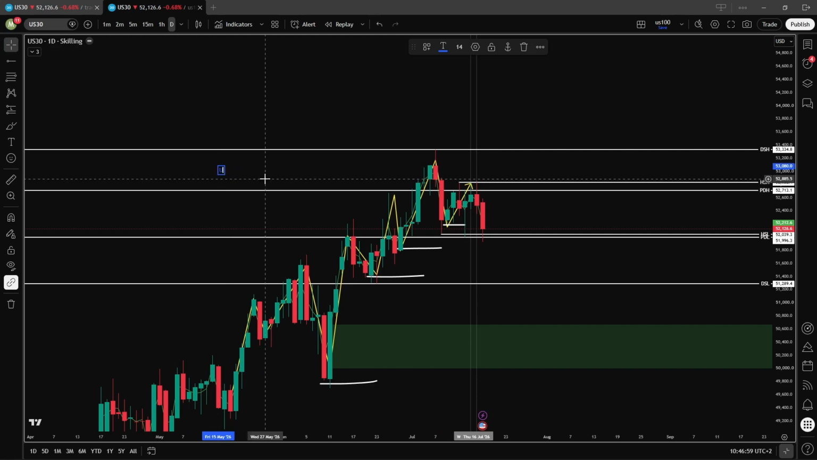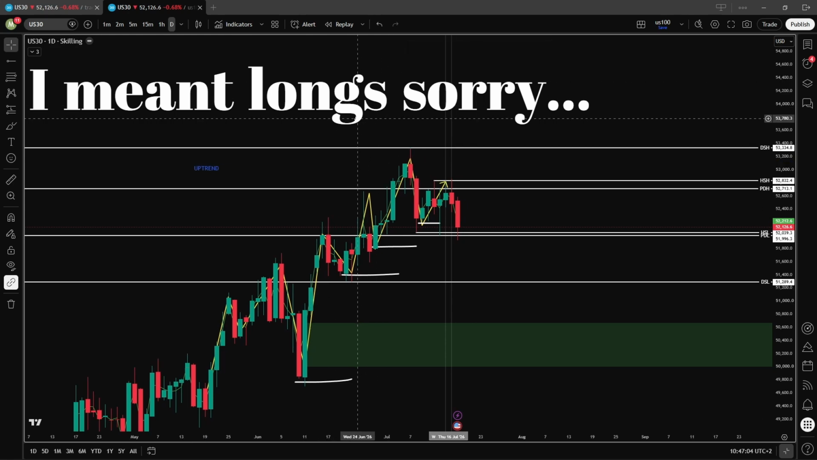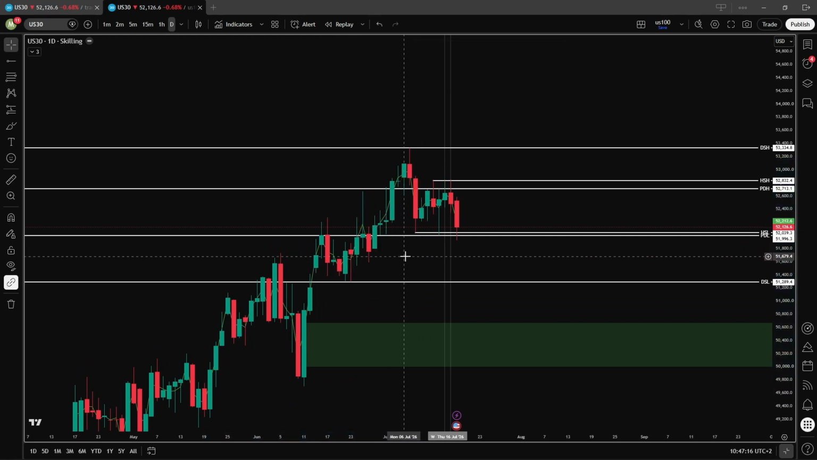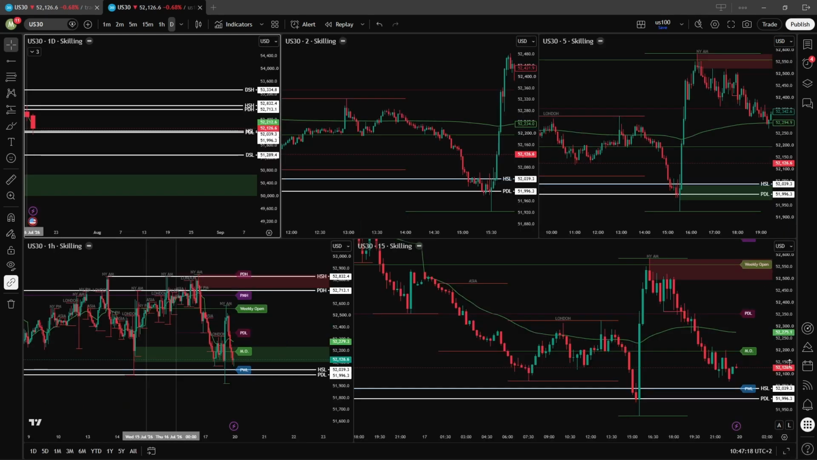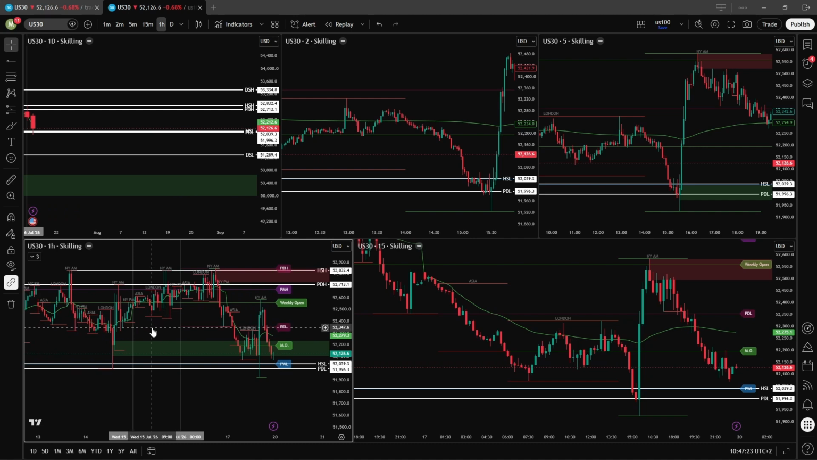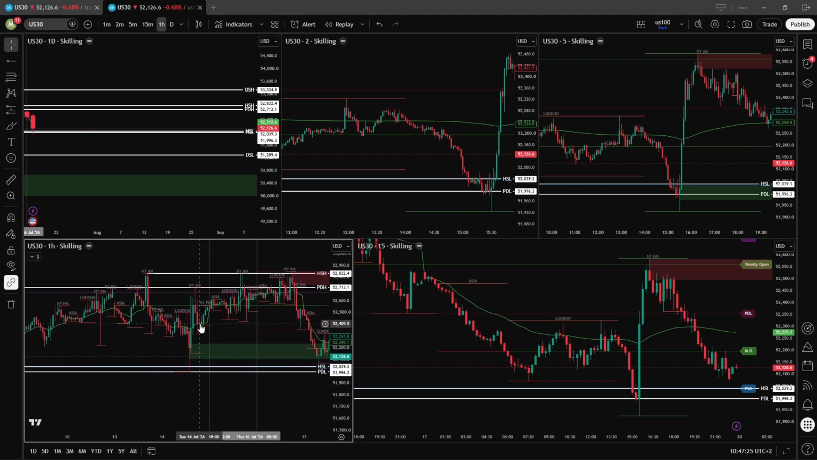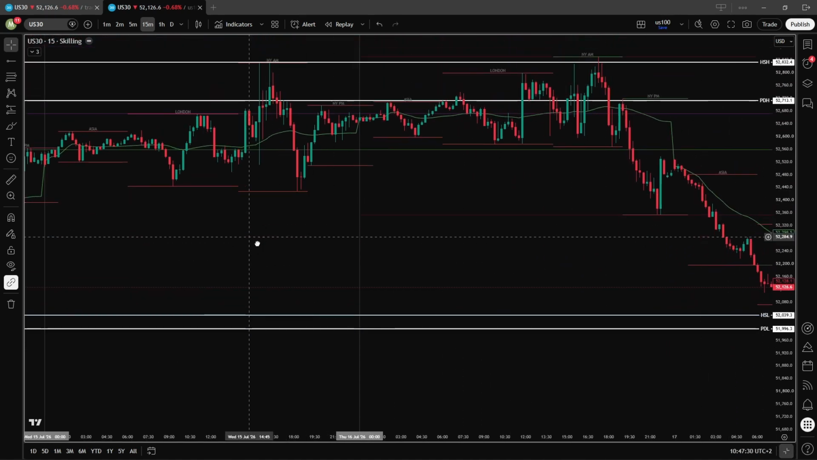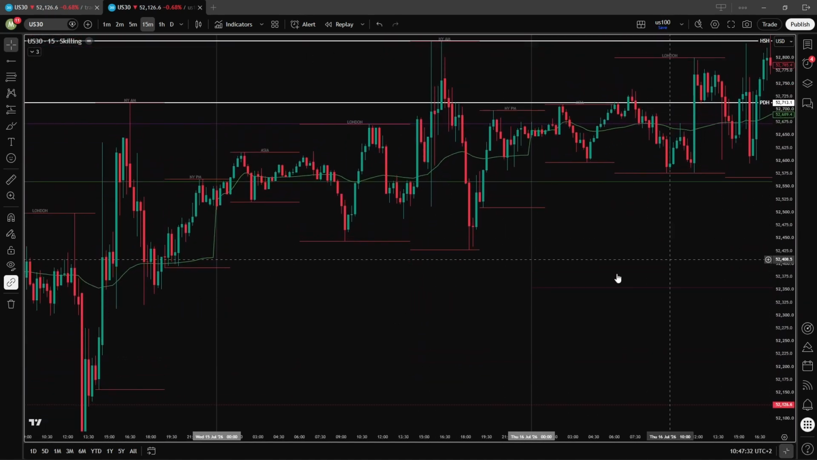So I'm mostly looking for longs, just because betting with the market, or well, taking shorts or longs with the market, with the trend, it's usually easier than going against the market. So when you're in an uptrend, you usually want to look more for longs. You can go short. I've gone short multiple times, but sometimes it just makes it easier.